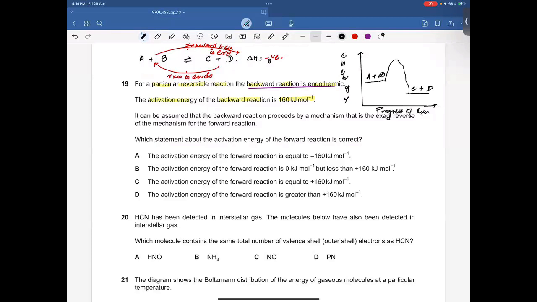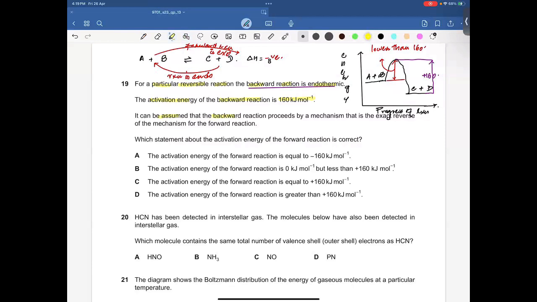Okay. So the activation energy for the reverse reaction is basically plus 160. Okay. So this is the reverse reaction activation energy. And since the forward reaction is exothermic, obviously the activation energy has to be from here to here. And this activation energy must be lower than 160. Okay.